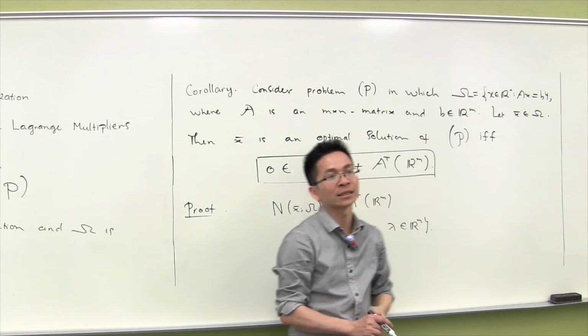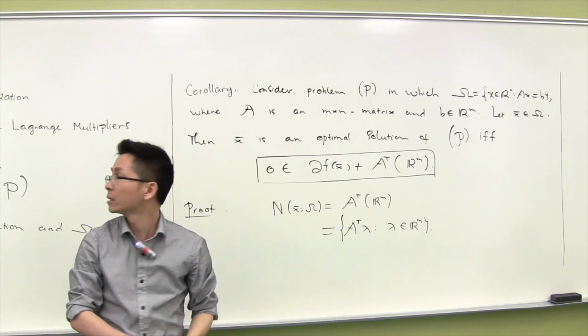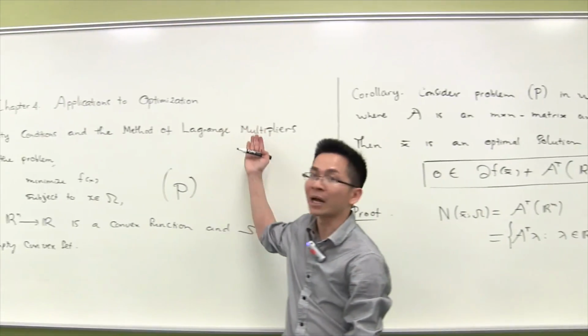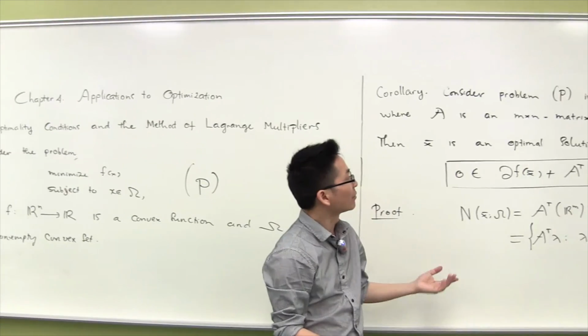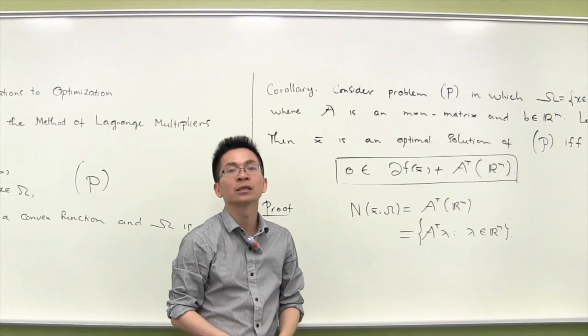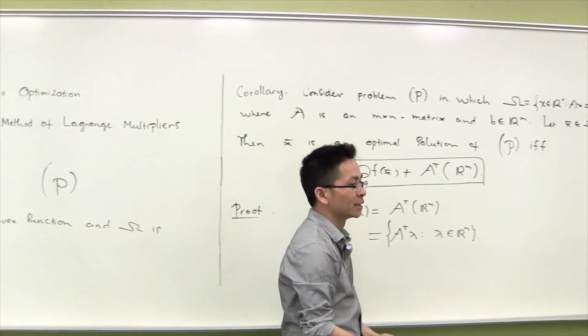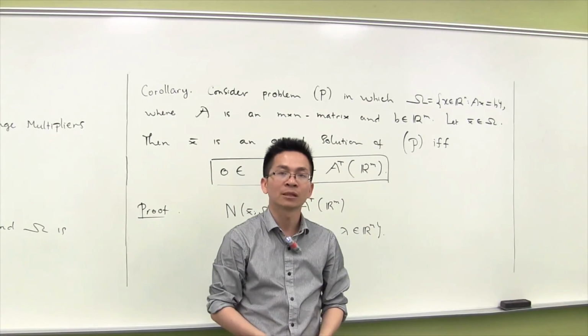In the next lecture, we're going to talk about the method of Lagrange multipliers to solve optimization problems in which the constraint set omega is defined by convex functions.